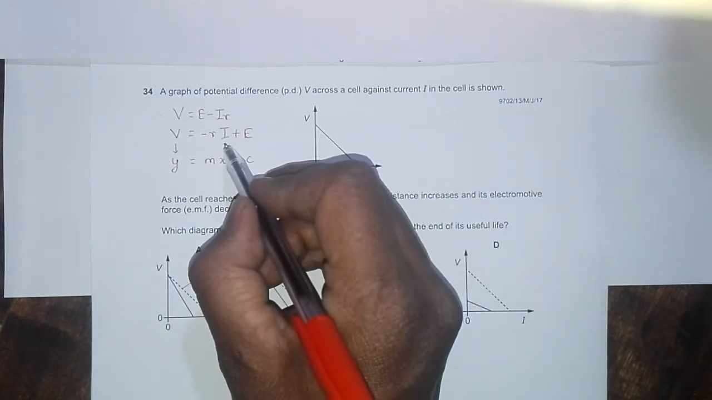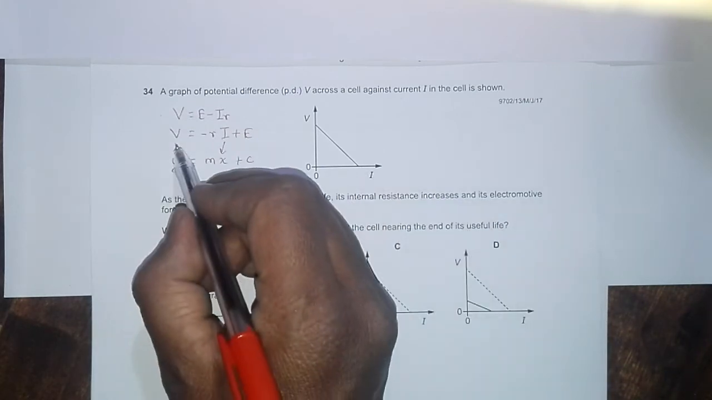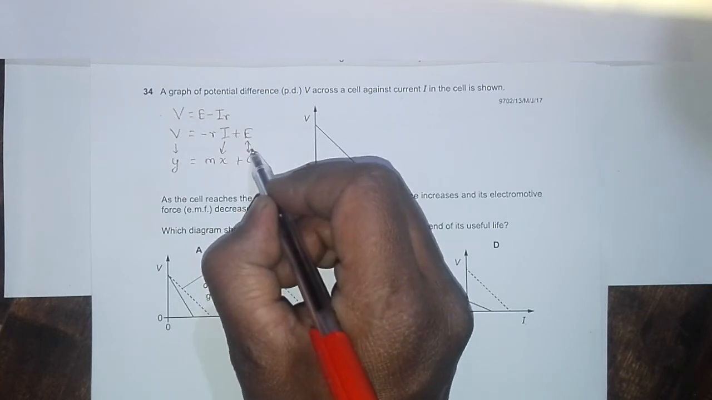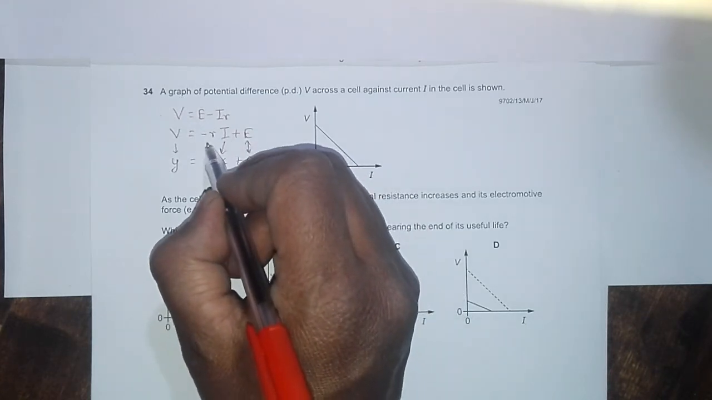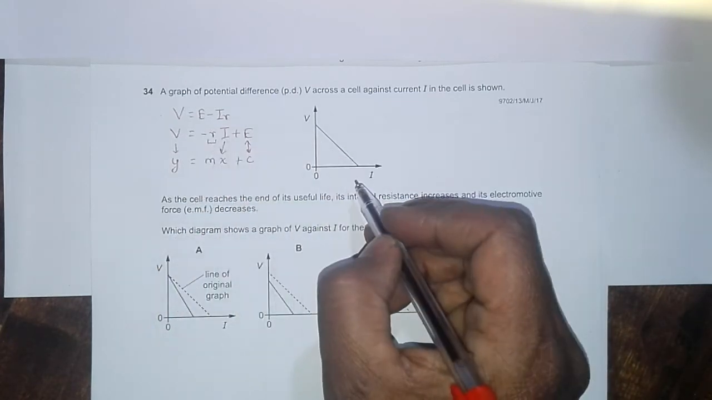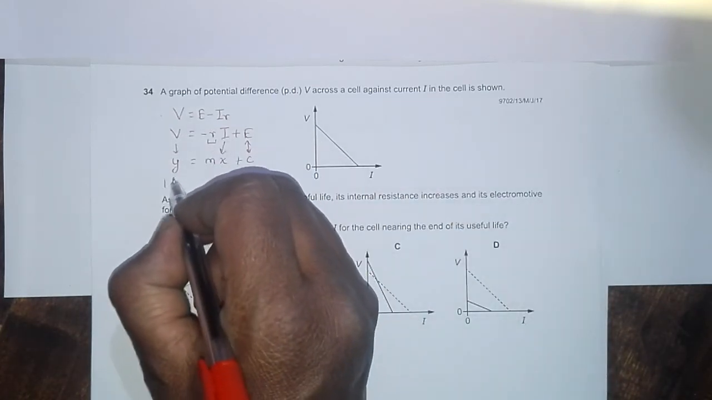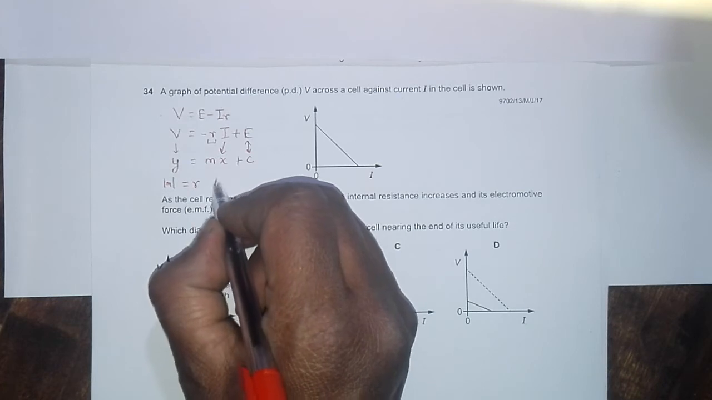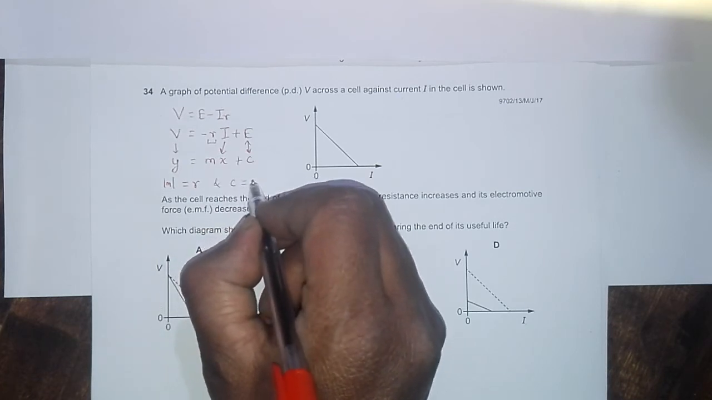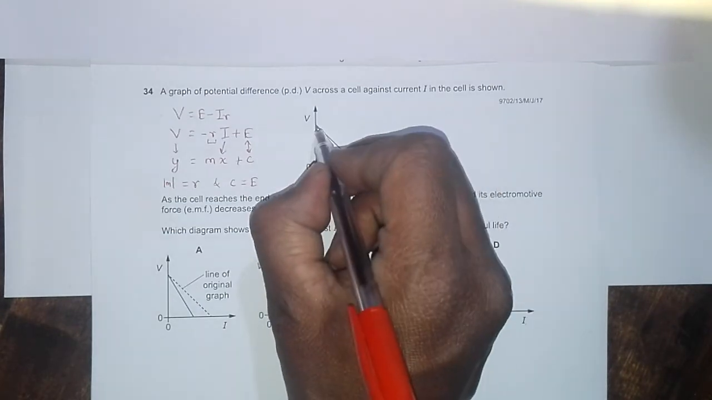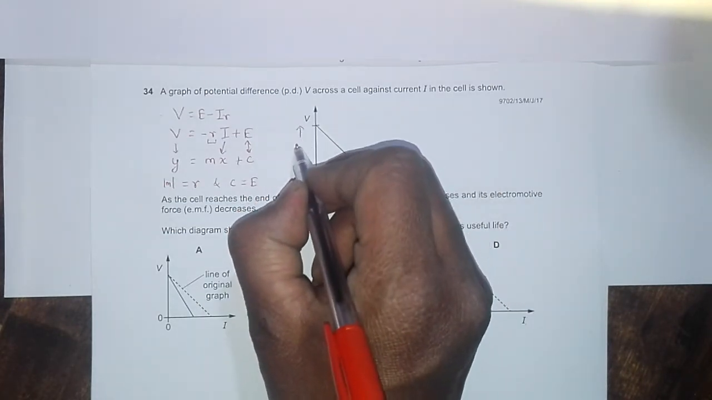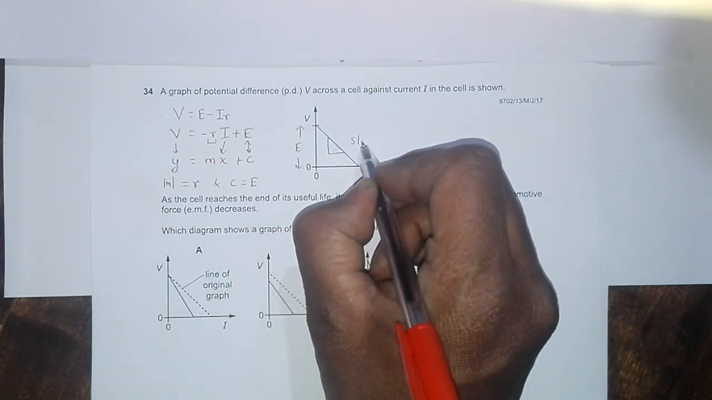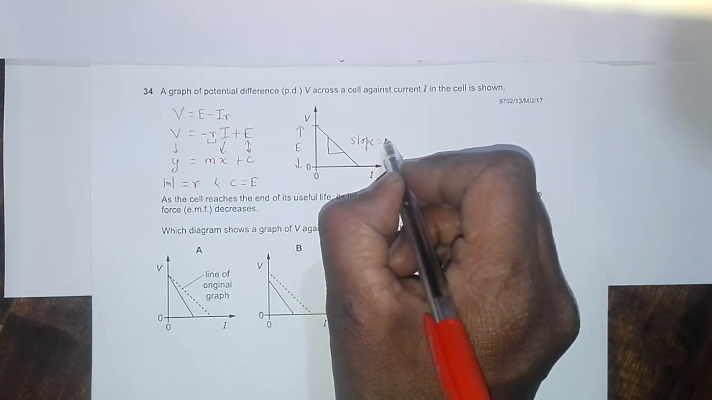Here we have drawn I in the x-axis, V in the y-axis, and it means that the intercept gives the value of the EMF, and the magnitude of the slope gives the value of the internal resistance. So we can write here the magnitude of the slope gives the internal resistance, and the intercept gives us the value of EMF. So here the value of EMF is exactly this much, and the slope is equal to the internal resistance R.